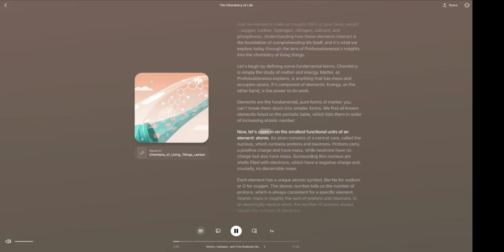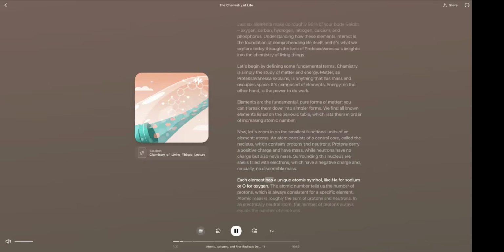Now, let's zoom in on the smallest functional units of an element: atoms. An atom consists of a central core, called the nucleus, which contains protons and neutrons. Protons carry a positive charge and have mass, while neutrons have no charge but also have mass. Surrounding this nucleus are shells filled with electrons, which have a negative charge and, crucially, no discernible mass.